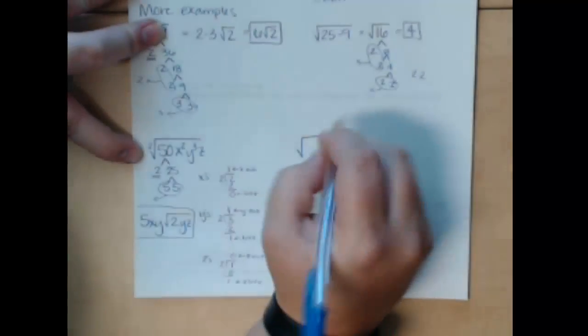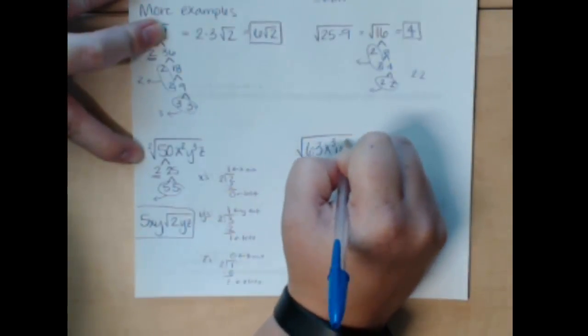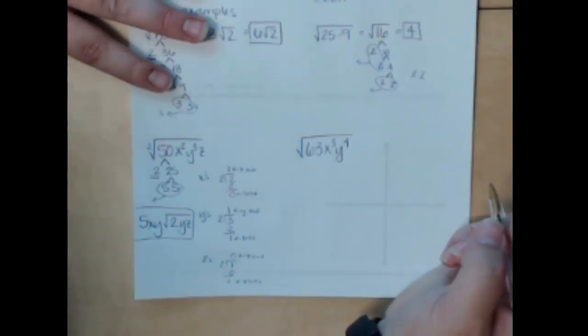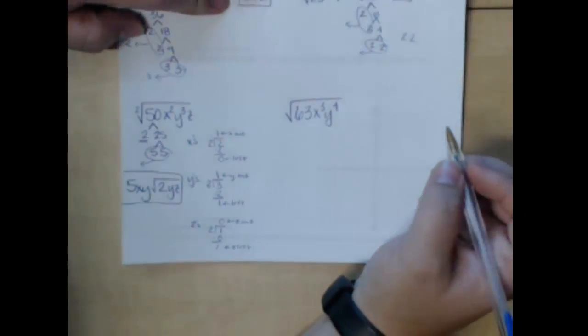Let's look at the square root of 63 x to the third, y to the fourth. Okay, so same idea. I'm going to do my numbers and my variables separately and figure out how many copies of 2 do I have of my numbers and my variables. So when I look at this one, looking at numbers first, it's not even, so I know it's not divisible by 2, but I know both these numbers are divisible by 3.